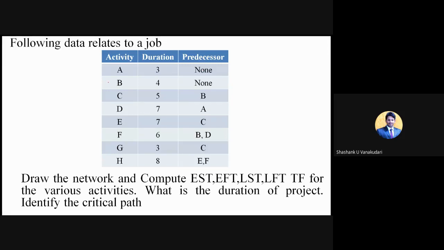According to this, the first thing is we need to draw the network diagram. And then compute the time estimates such as EST, EFT, LST, LFT, and then total float for the various activities, and what is the duration of the project. The total, maximum duration you need to find out. That is possible by finding the critical path. So first we'll draw the network diagram according to this question.